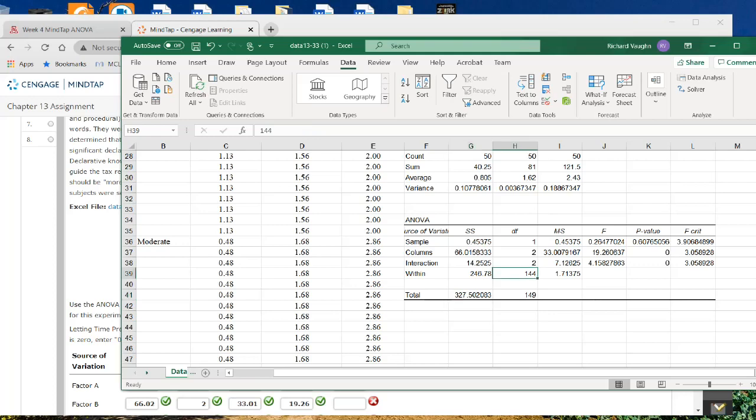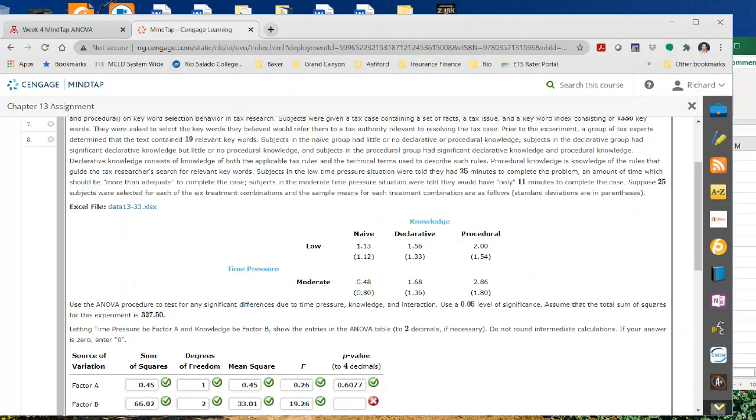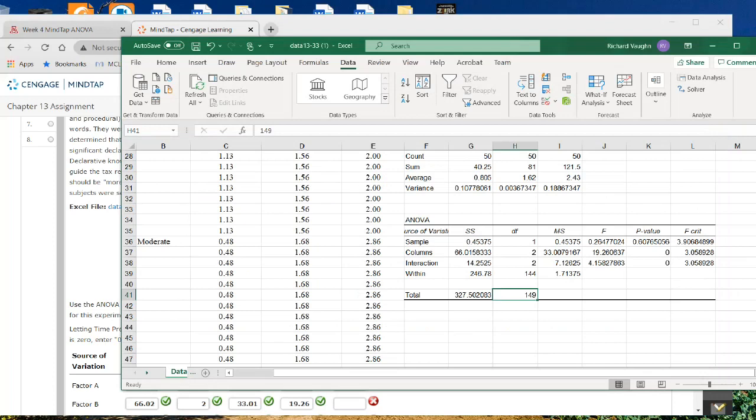The next thing that I did was I fixed the degrees of freedom here. So these degrees of freedom turned out to be correct, 1, 2, and 2. I knew that this had to be 149 because there's 150 data items. There's 25 in each of these, 75, 75, and 25, 25, 25, 25, 25, 25, 150 total. So the total degrees of freedom had to be 149. And again, you can use subtraction to go back and figure out that this number had to be 144. So I just typed that number in.